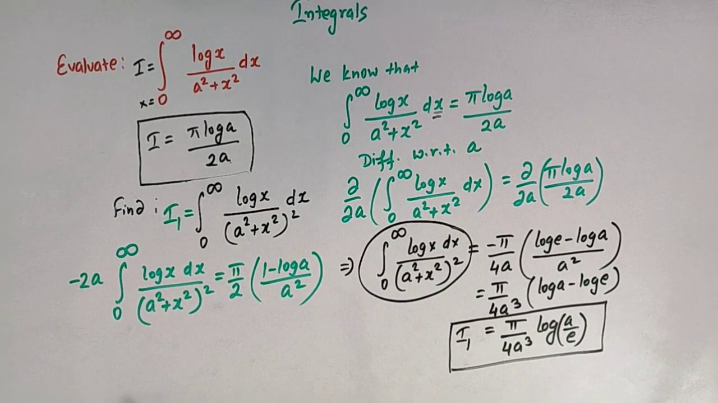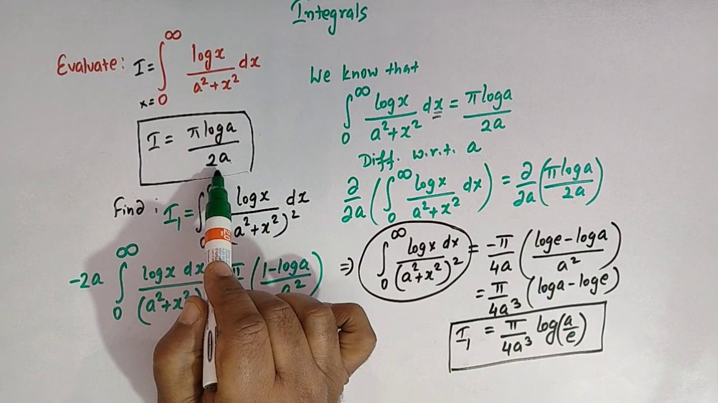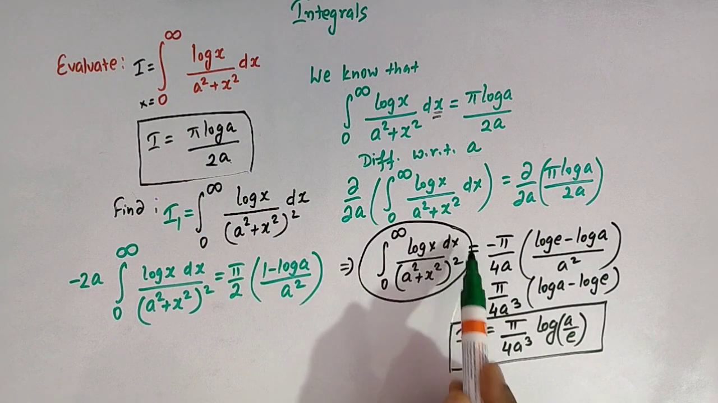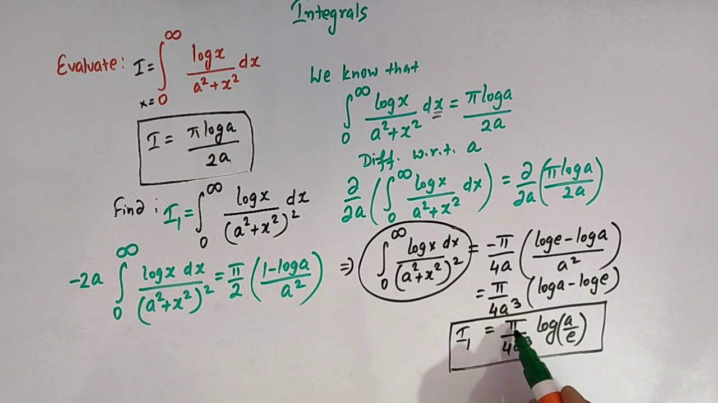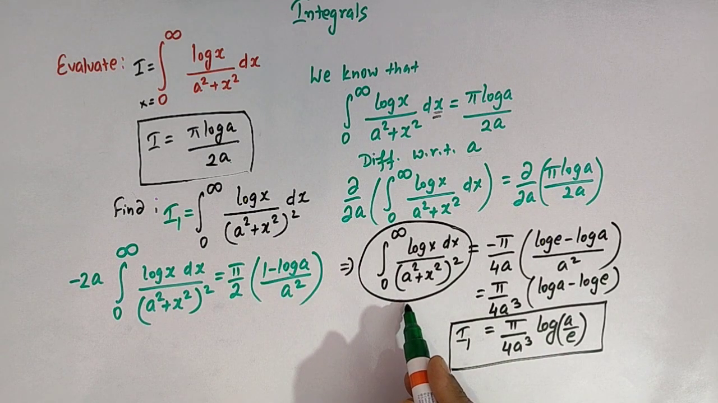So viewers, in this lecture we are deriving some important results, right? The value of this integral was pi log a over 2a, and the value of this integral is pi over 4a cube log a over e, right? Now we can make some important deductions here.